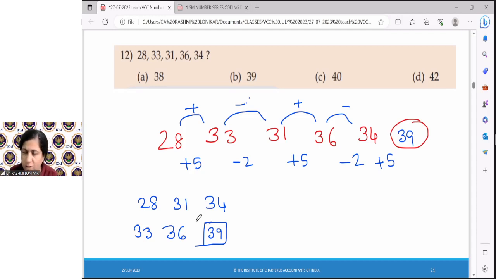Once you've understood the method, the size of the number will not matter. Asha, it's okay. You can use another method, but you found my method easier? Fine, very good.